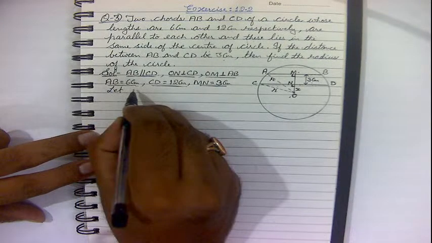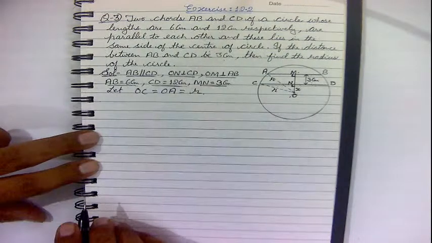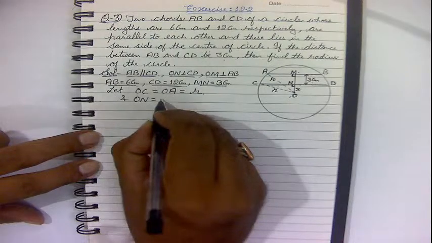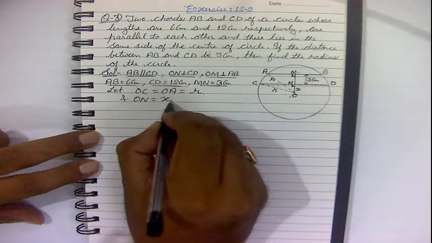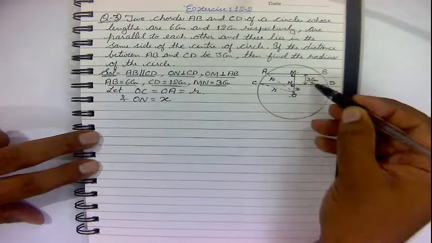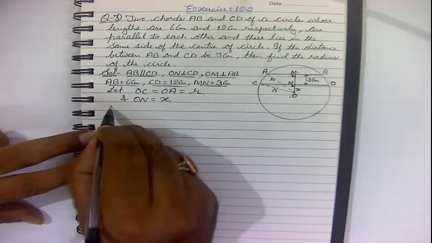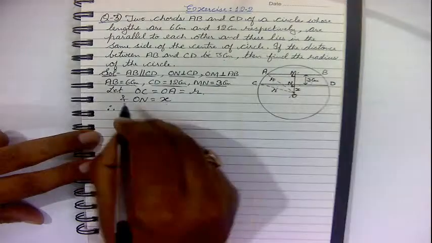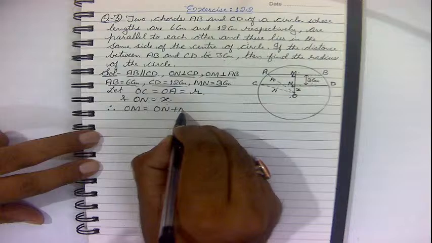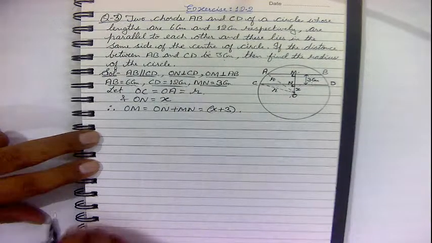So let OC is equal to OA equals to R. That is the radius. And ON is equal to X, this distance ON, because we are given distance MN as 3 cm. ON हमें मालूम नहीं है तो ON को हम क्या लेंगे? X. Therefore, what will be OM now? OM कितना बनेगा? क्या बनेगा? ON plus MN. That is, it is equal to X plus 3.